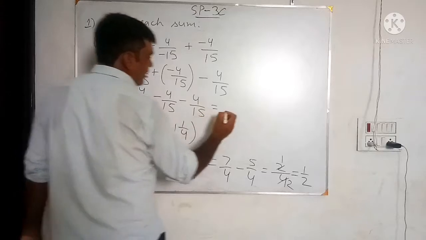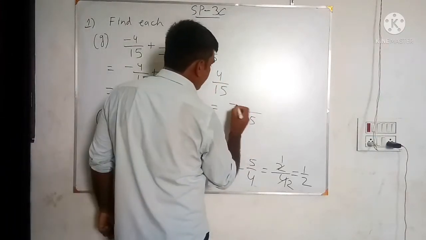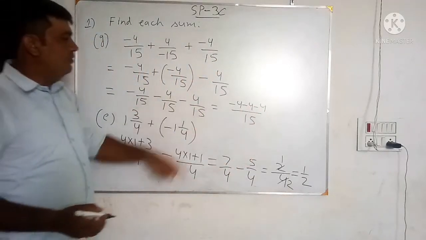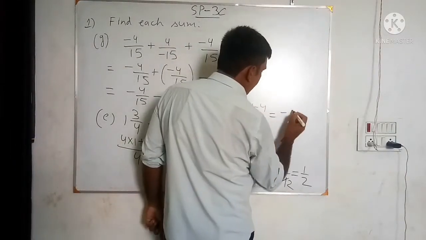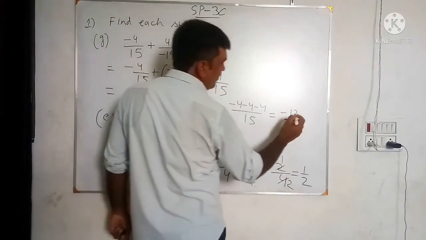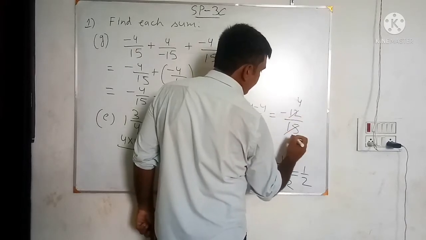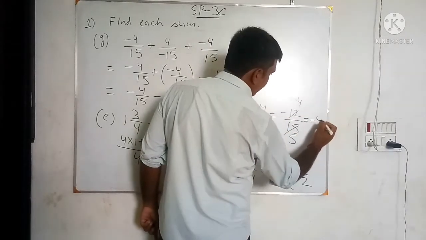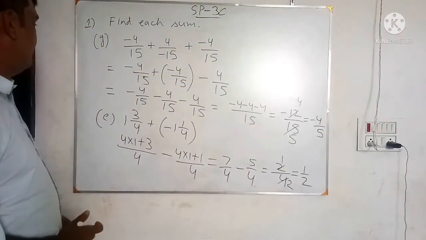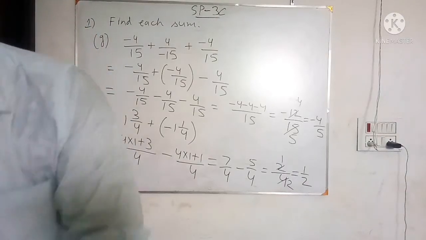Now we take the denominator common, that is 15. Add the numerators: minus 4, minus 4, minus 4. It will give you minus 12, so minus 12 by 15. Both 12 and 15 are divisible by 3. 3 4s are 12 and 3 5s are 15. So the answer will be minus 4 by 5. Now we move to the next question, subtraction.